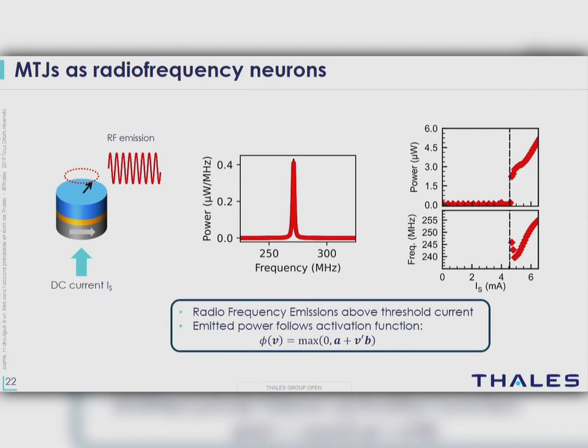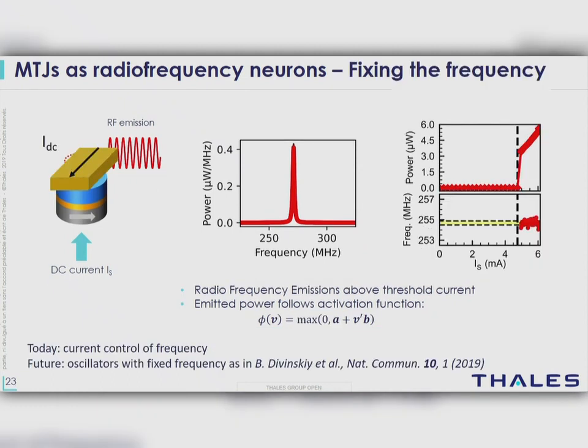But we have a small issue. If we look at the frequency, it varies as well with the current. And this is not good, because I have shown you my synapses, they work when I send them an RF signal at fixed frequency, okay? So this was the problem, and so we fixed it.